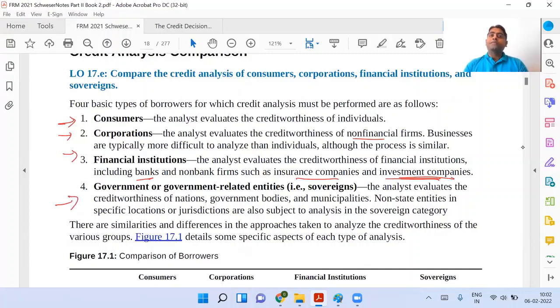Government, why government? Because a lot of these big banks invest into government bonds. The bonds can be a state government bond, a municipality bond, or a government of India bond. When they're investing into these instruments, they should be clear about what the sovereign risk involved is. What are the chances that the government of India might default or the municipality might default? Non-state entities can be government companies specifically, or municipalities also. Everywhere you will look at the assessment of the ability of the government to repay. So kindly read all the 4 pointers, the basic types of borrowers, in the table they have highlighted.